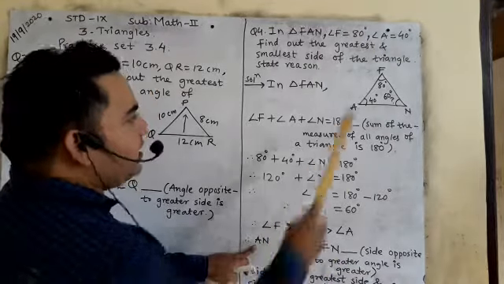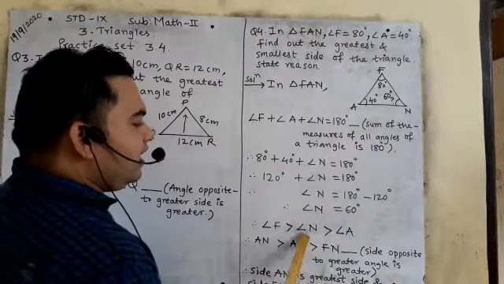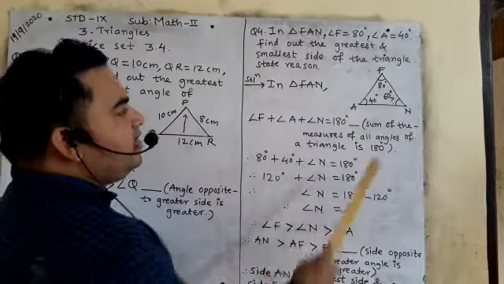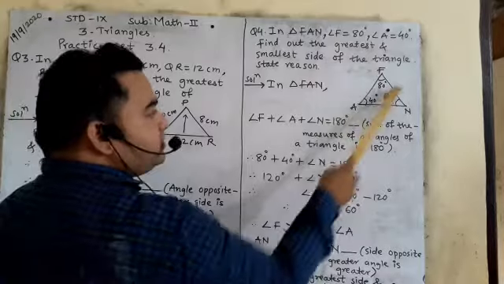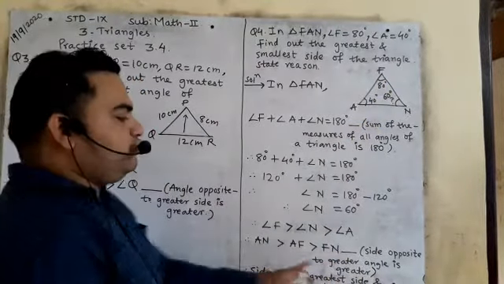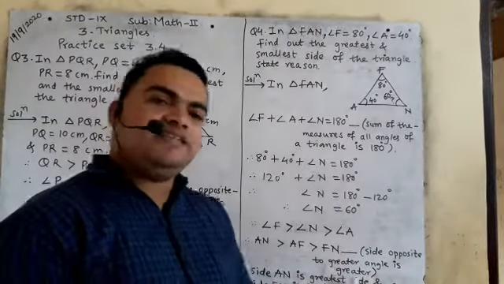It means angle F is opposite side AN. AN will be the greatest side. Angle N is opposite side AF. It is the middle side. And angle A is the smallest angle. The opposite side of the smallest angle is FN. So the side opposite to the greater angle is greater and the side opposite to the smallest angle is smaller.